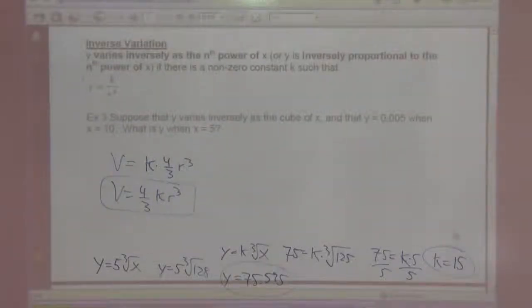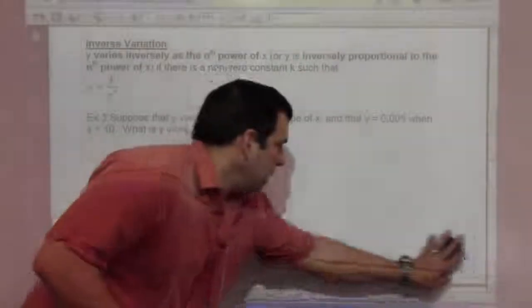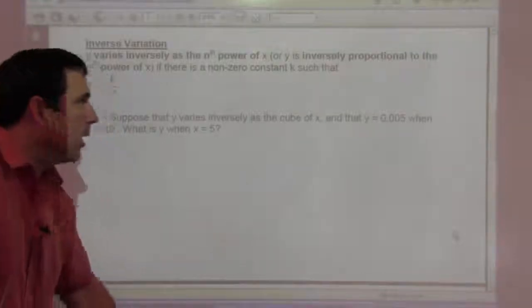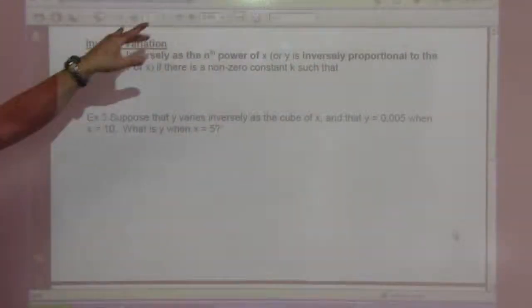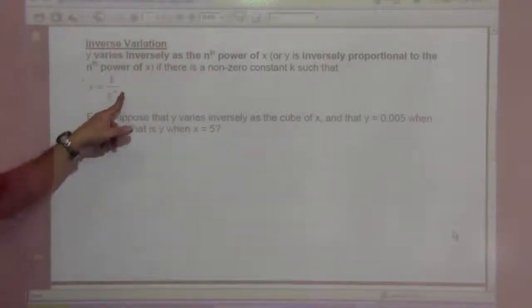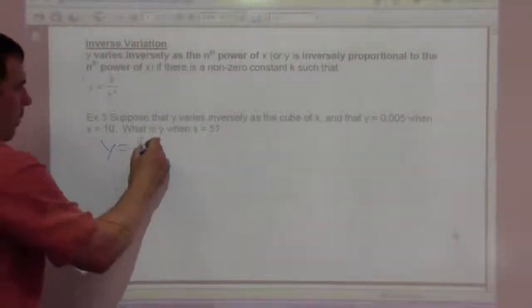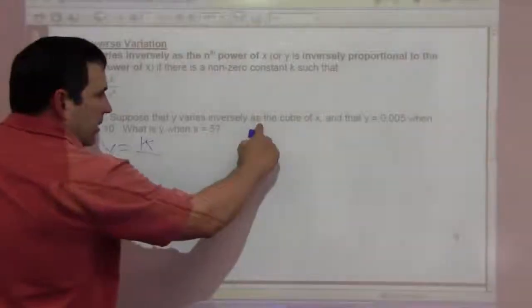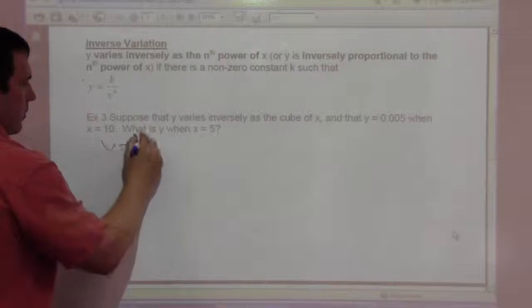Let's talk about inverse variation. Y varies inversely as the nth power of x, or y is inversely proportional to the nth power of x. What that means is this. That translates into y equals k over x to the n power. Suppose that y varies inversely as the cube of x. So we have an x cubed down here.